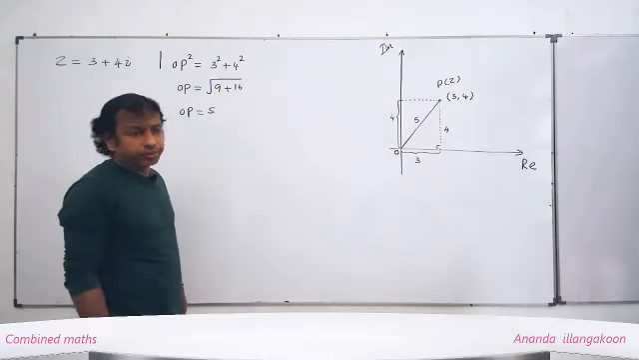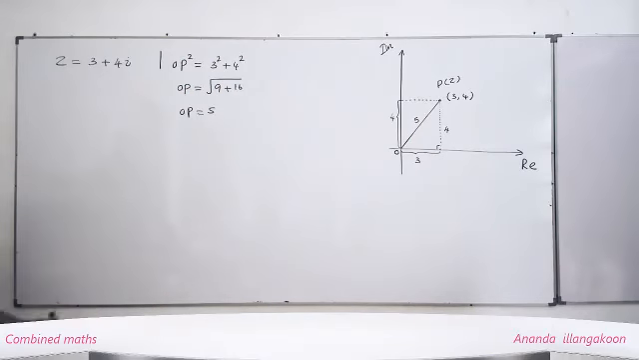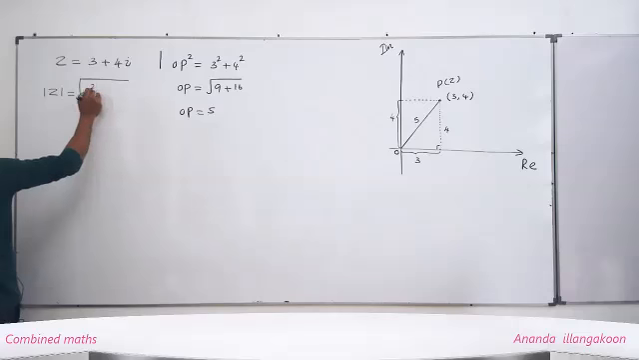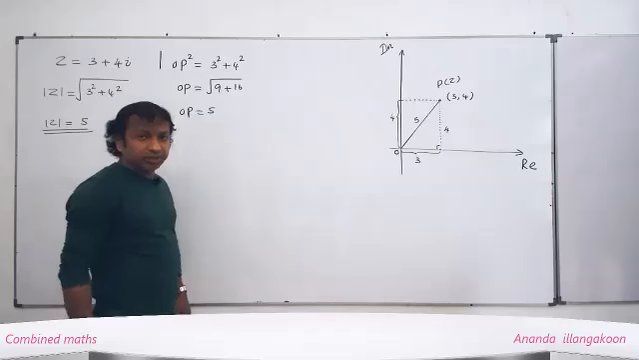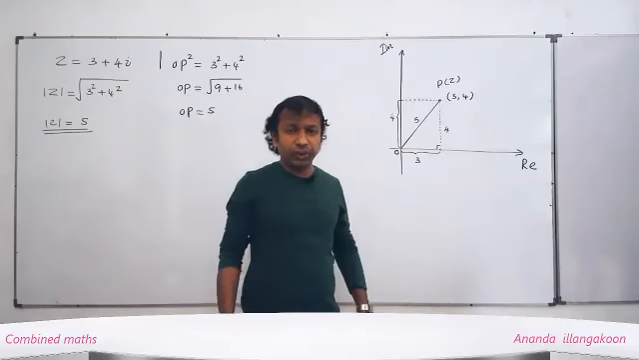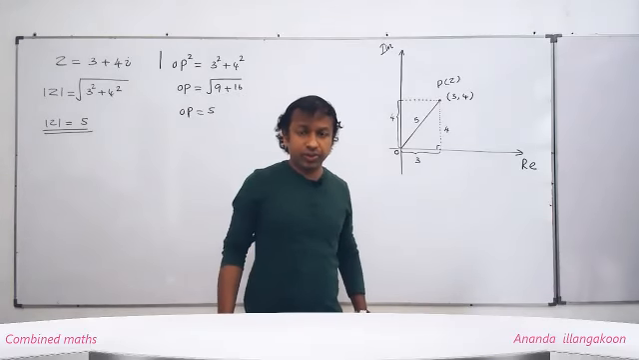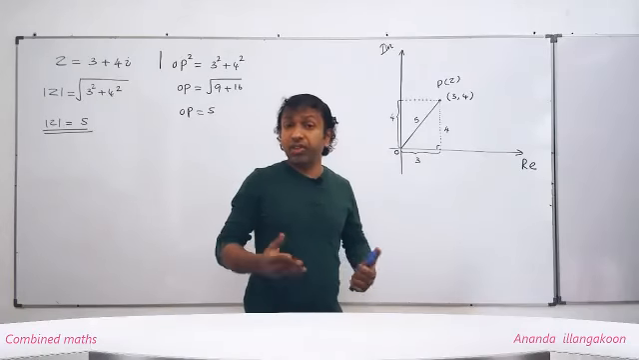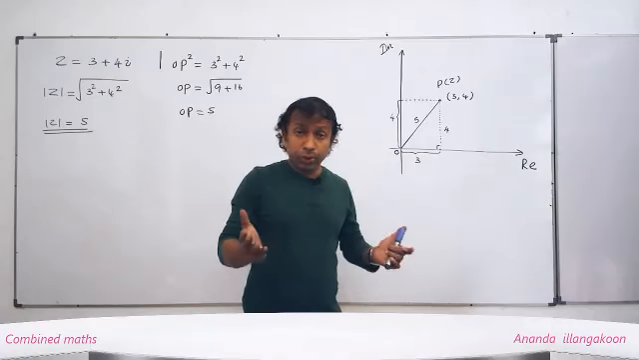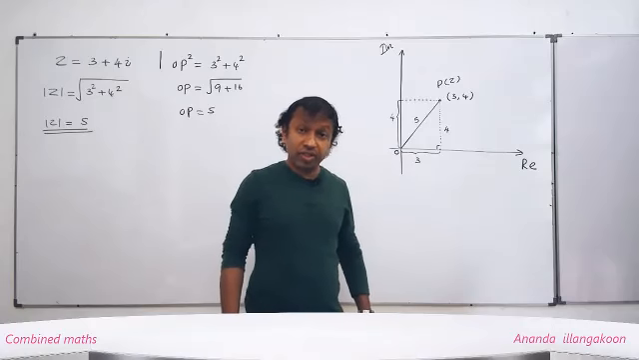Right. Now, people, if I find the mod of Z, what do you get? Root of 3 squared plus 4 squared. That's also 5. All right. Now, people, you have another meaning. Now we are going to give the geometrical meaning for the complex number. Then you can very clearly understand what the modulus of a complex number really means.